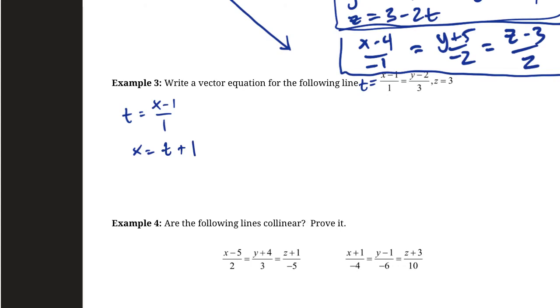We do the same thing for the y part. So y minus 2 over 3 equals t. And if we solve for y here, we're going to get, what are we going to get? 3t plus 2.